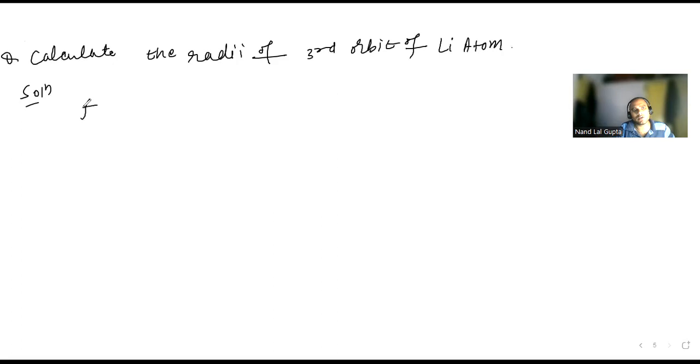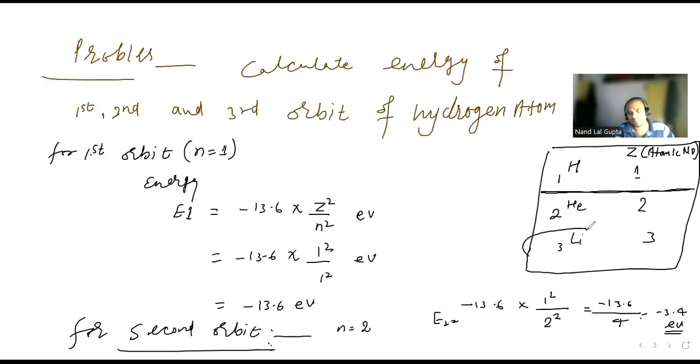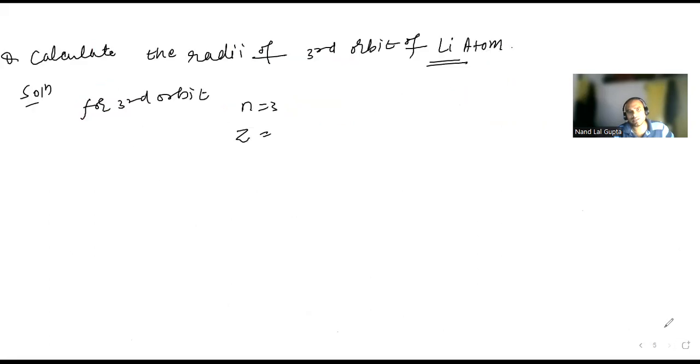For the third orbit, n is equal to 3. And what will Z be for lithium? Tell me the Z value for lithium. Z is equal to 3. Place the values and tell me the answer.